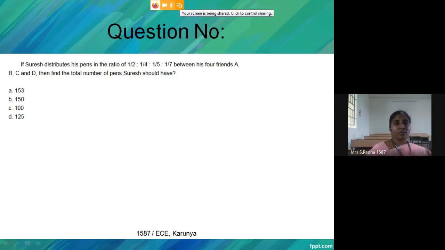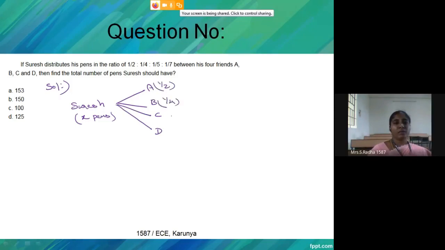Okay. So now, in whatever manner possible for easy understanding, you do it. Suresh is having X number of pens, and he has four friends, A, B, C, D. He is giving half of the pens to A, 1/4 to B, 1/5 of the total pens to C, and 1/7 of the total pens to D.